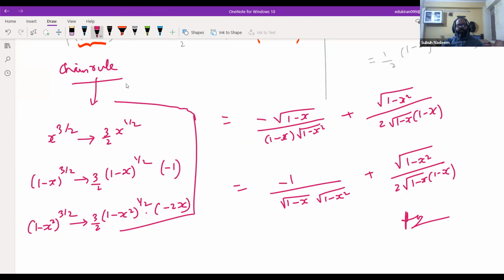So these are the rules: the sum, difference, product, quotient, and chain rule. These rules you have to remember. There are no more rules other than these.